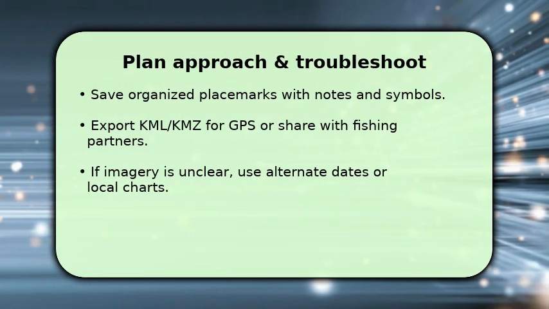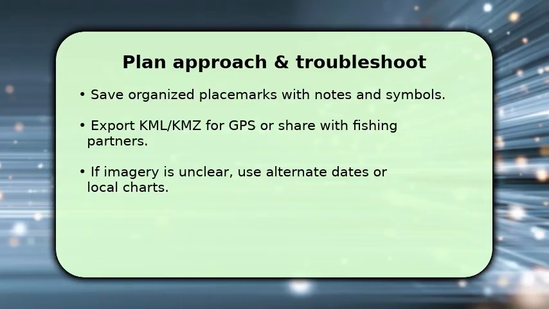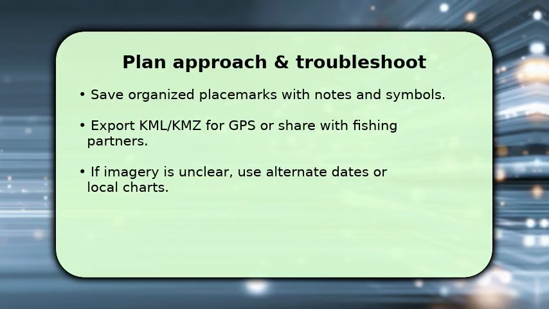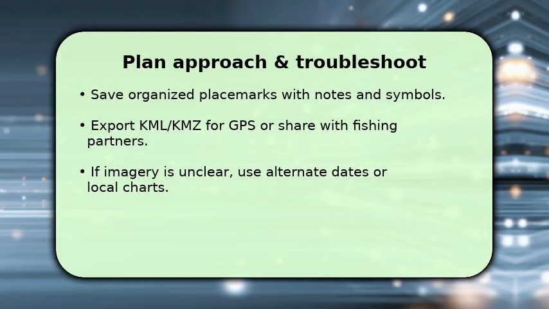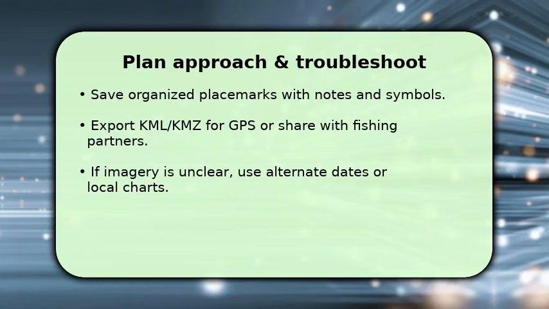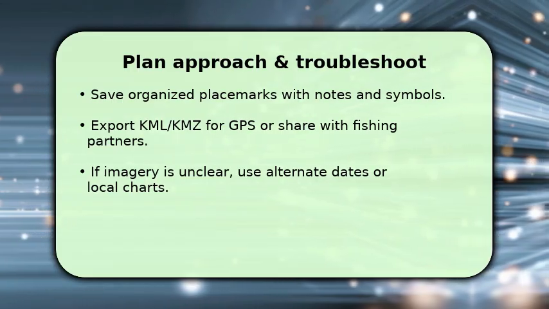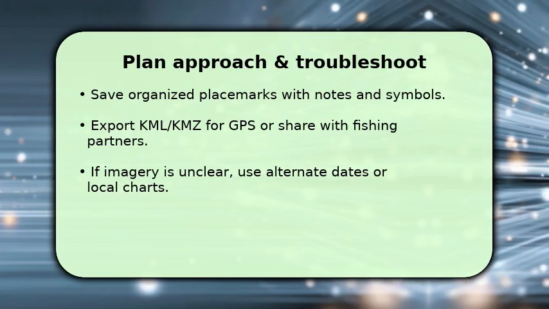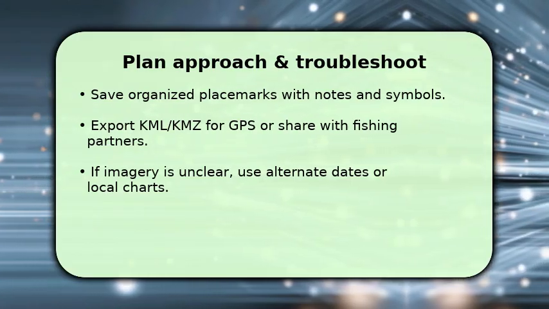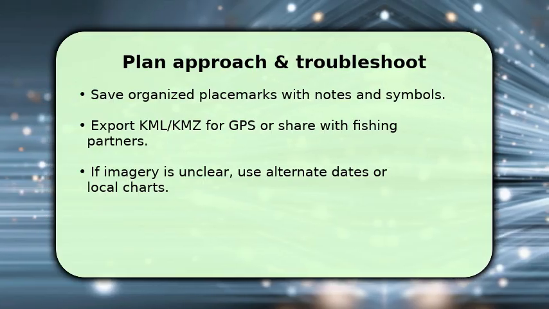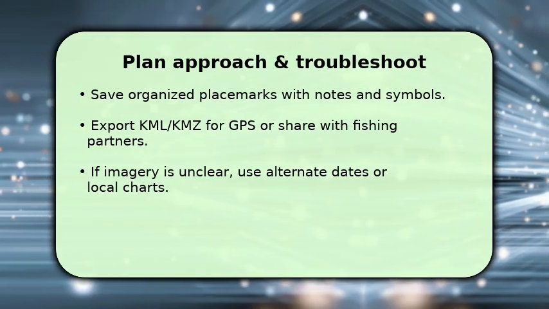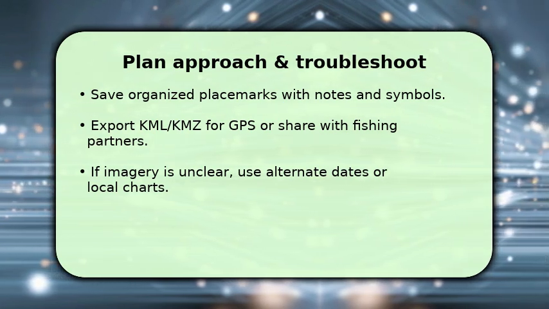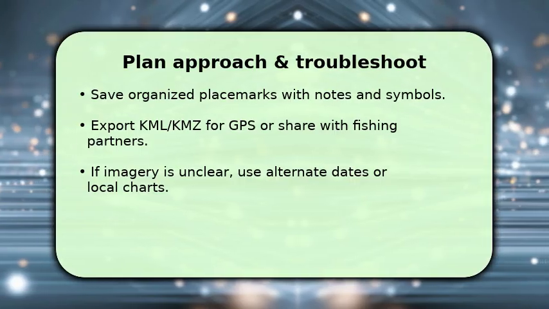Finish by turning your marked place marks into an actionable plan. Group entries by priority, add notes about cover and access, and export a KML/KMZ for your GPS or phone. Once done, plan routes from launch to each spot and estimate drift or trolling paths using measured distances. Make sure to cross-check with local depth charts or sonar when on water to validate targets. If imagery is low quality or clouded, switch dates or consult local maps as a troubleshooting step to avoid wasted effort.